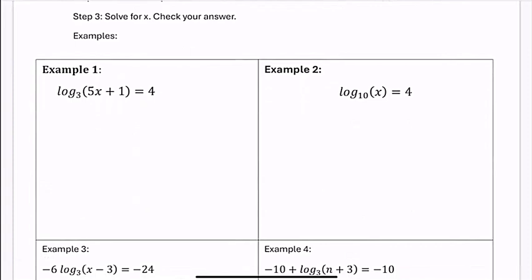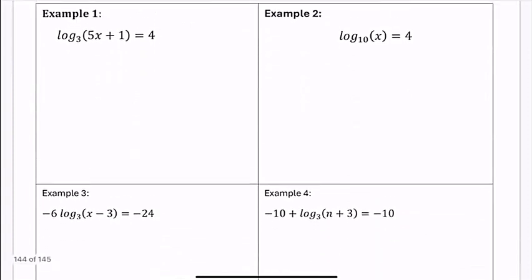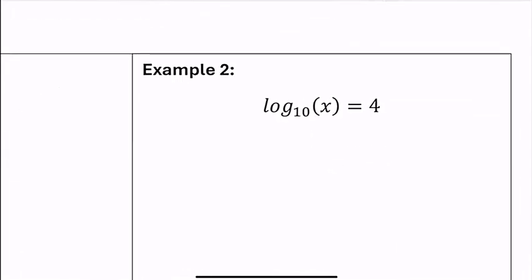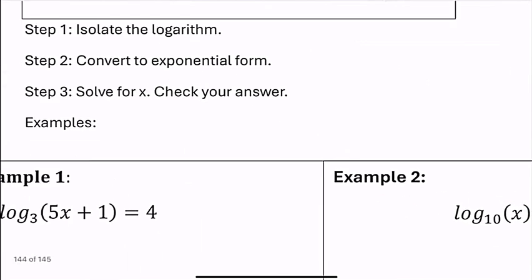And then we're going to go in a weird order, but these are in a weird order, so we'll make it work. We're going to start with number 2, because number 2 is the easiest one. And number 2 says log base 10 of x equals 4. At first, we're going to try to isolate the log. This is the log. There's nothing else in front or behind it, so it is already isolated.